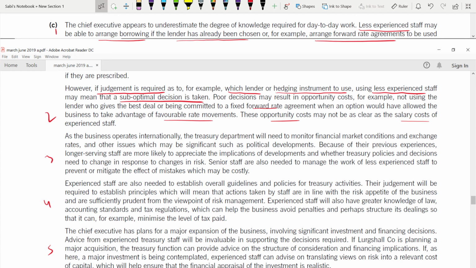So coming to point number 3. As the business operates internationally, I've told you, wherever you can link, how you link is up to you. Every person might have different points to link. Some people might not see the point which you are seeing. Some people might take it in a different way.